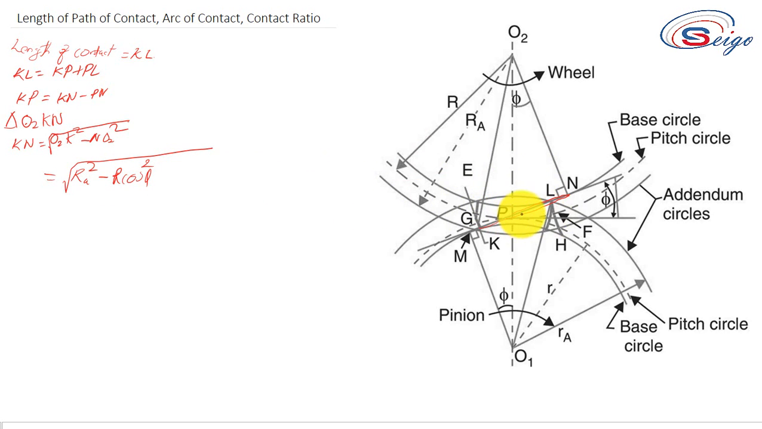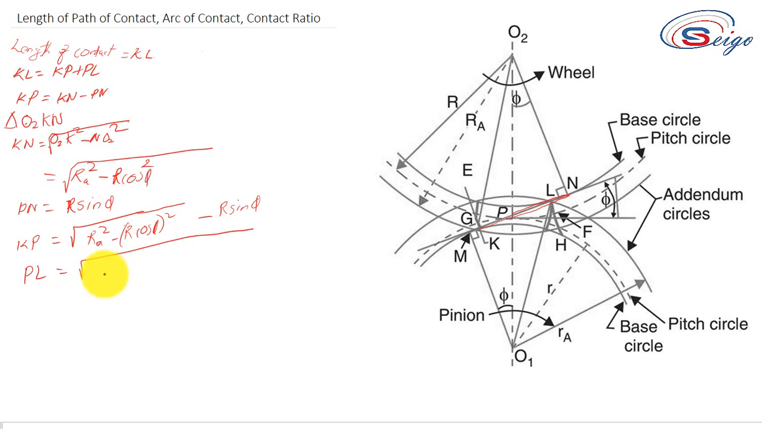And what is the value of PN? PN is equal to R sin phi. So KP is equal to KN minus PN, that is, root of RA square minus R cos phi whole square, minus R sin phi. This is KP. Similarly, by using the same construction method, the value of PL will be equal to root of ra square minus r cos phi whole square minus r sin phi.